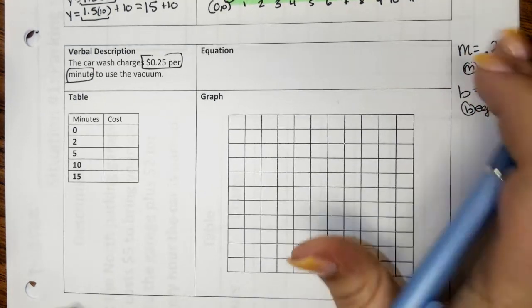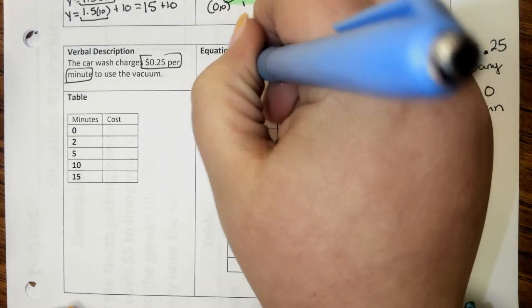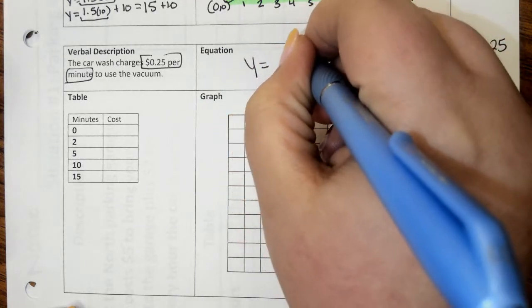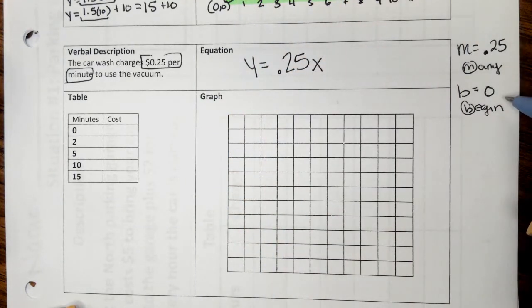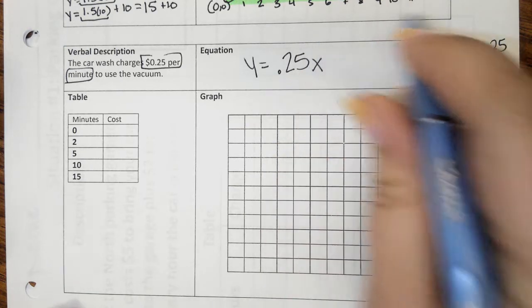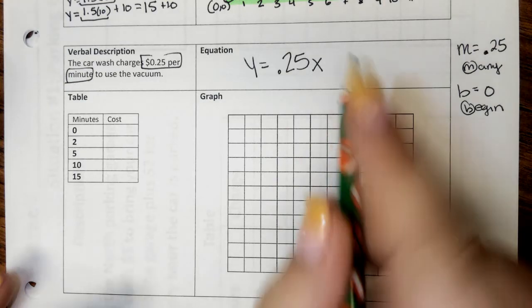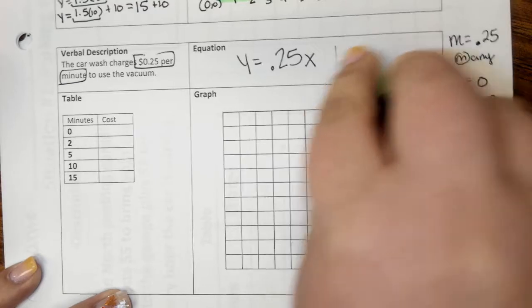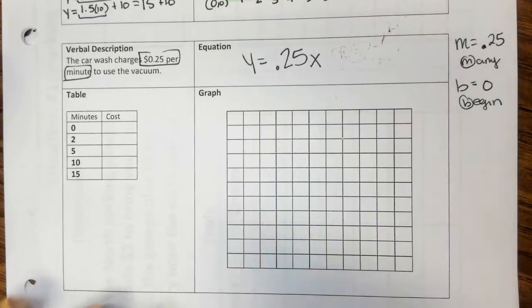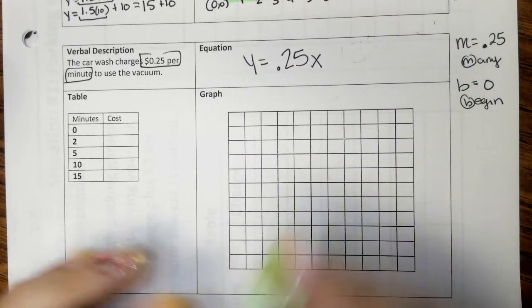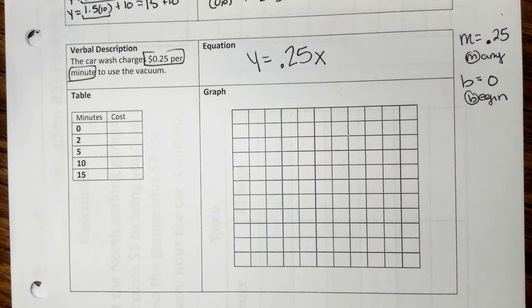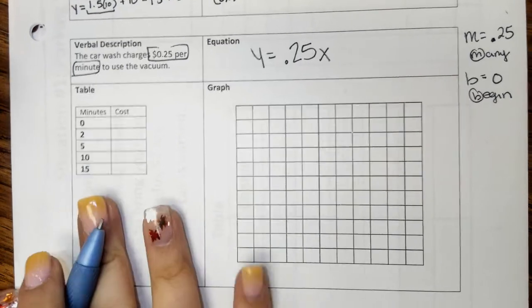Now that I have M and B, I can write the equation. Y equals M, 0.25, X plus B. I could write plus 0, but that's not going to change the value. So instead of writing plus 0, I'm just not going to do that. There we go. Okay. Now that I've got the equation, I'm ready to create my table.